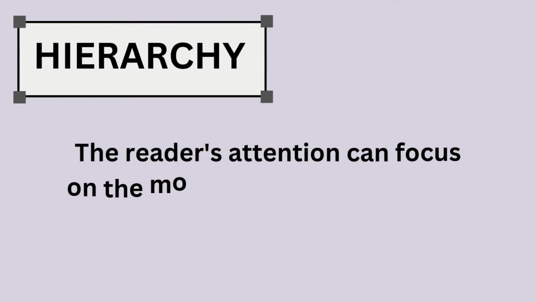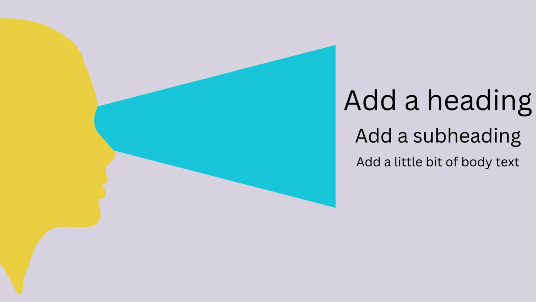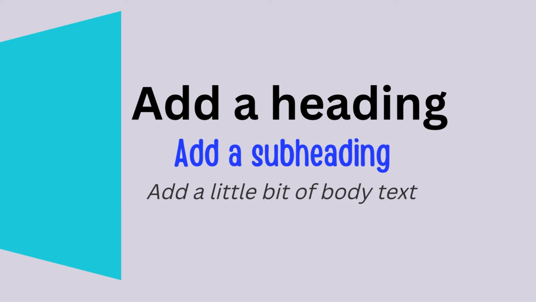Hierarchy. The reader's attention can focus on the most crucial portion of the text with the aid of hierarchy. According to the hierarchy of your material, it enables people to navigate with ease and know where to start and where to go next. Decide the components you want the reader to notice and make them stand out before creating a clear hierarchy. You can accomplish this by using a bolder typeface, other fonts, colors, or a larger text size.